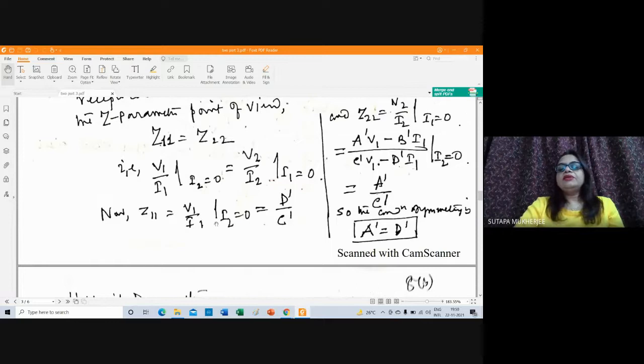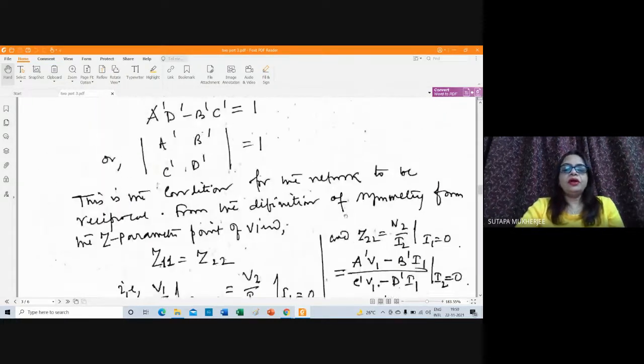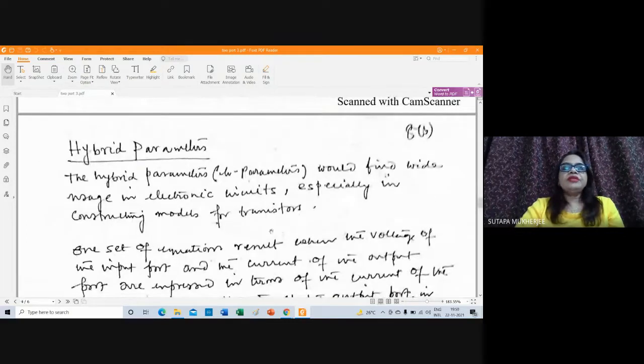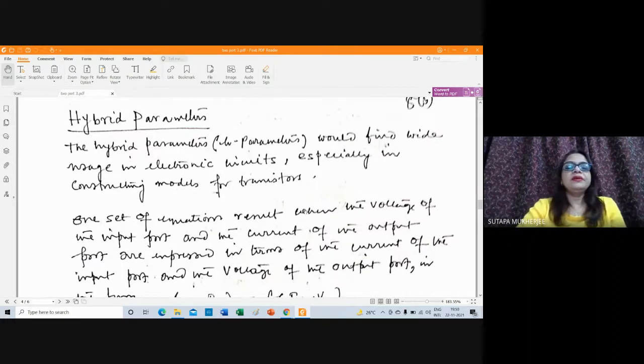So ultimately you will be able to get the condition for symmetry, that is A' equal to D'. Okay, so after this, I don't know whether it is clear or not. You have to go through all the details. Now ABCD parameter is over. Come to hybrid parameters. Definitely we'll do problems on ABCD parameter. Until we do problems, it will not be clear.